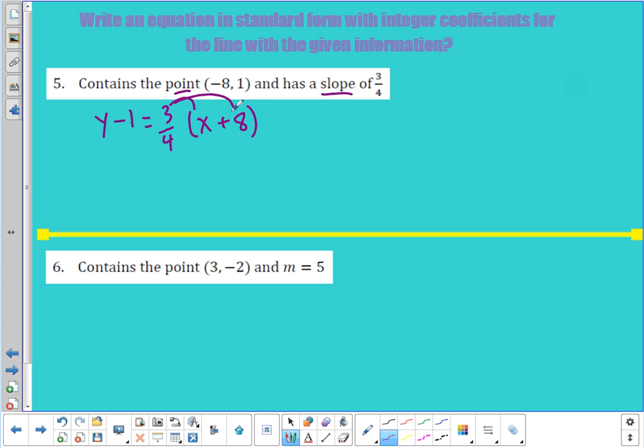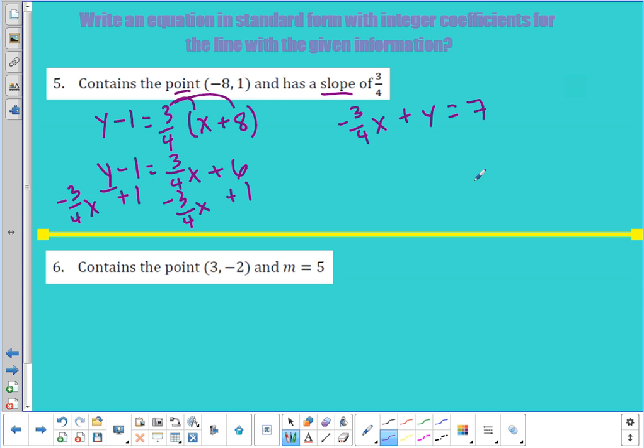Then I need to distribute that 3/4. So y minus 1 is equal to 3/4 x. And then 8 divided by 4 is going to give me 2, and 2 times 3 is 6, so plus 6. I need this 1 to go to the other side, and I need this 3/4 x to go to the other side. So I'm going to add 1, I'm going to subtract 3/4 x. I'm doing them in the same step. So I have negative 3/4 x plus that y that was just there and we haven't changed anything is equal to the 6 plus 1, which is 7.